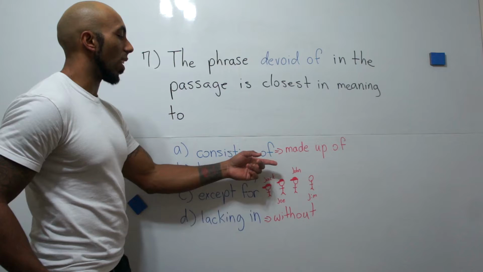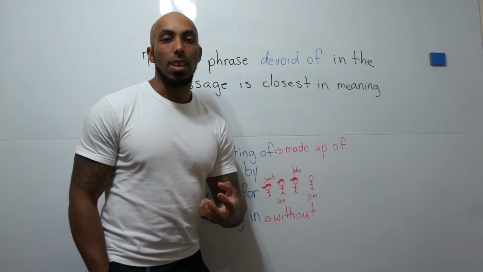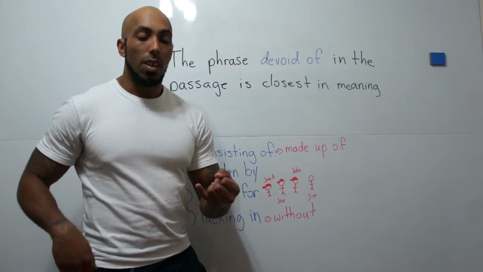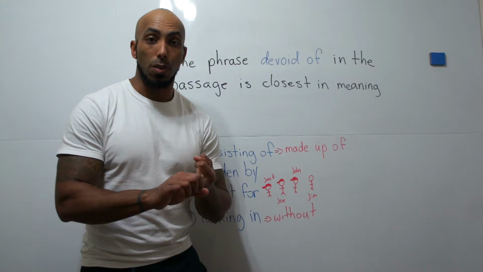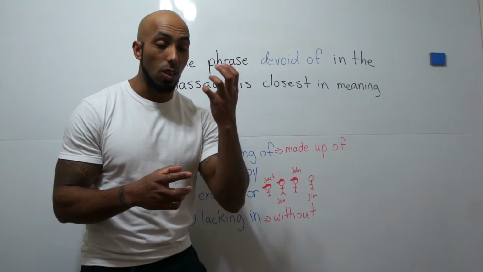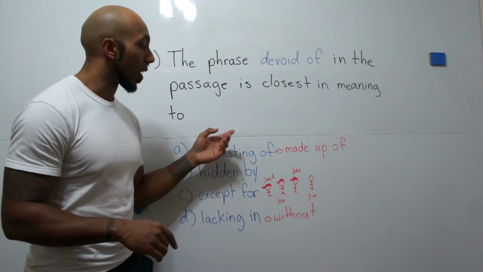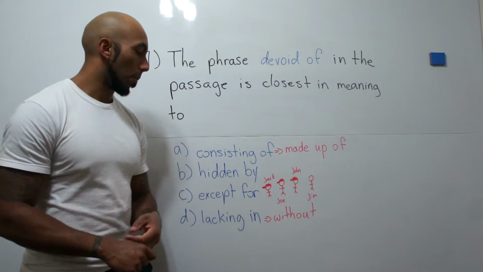We have consisting of. Now, consisting of just means made up of. I could say a cup of latte consists of milk, water, and coffee beans. That's all the ingredients that are needed to make a latte. So it consists of those 3 things, or it's made up of those 3 things.